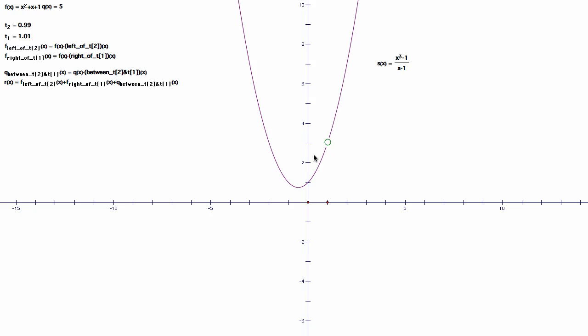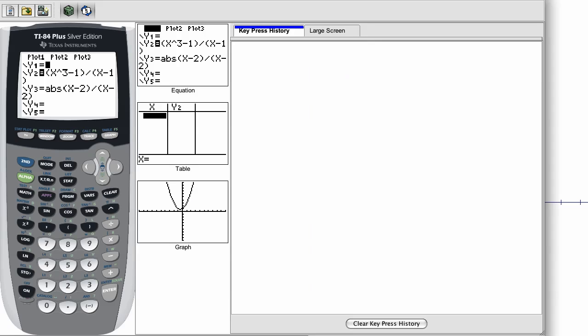Now this is by no means a proof. It's just evidence that this is what the limit might be. If we wanted to prove it, we would have to do some more analysis. Okay, let's jump to the calculator and see if we can numerically confirm that this limit really is 3.